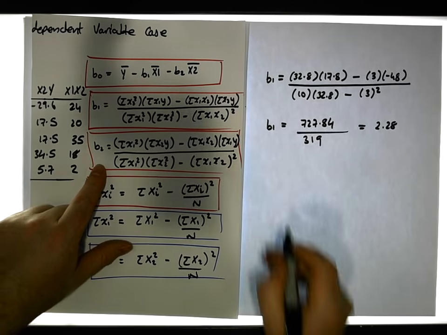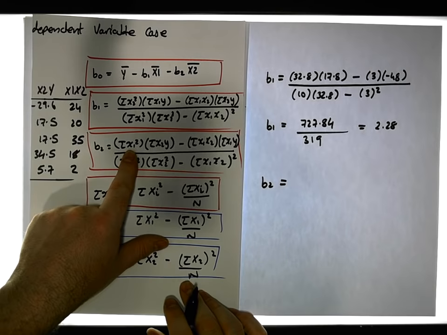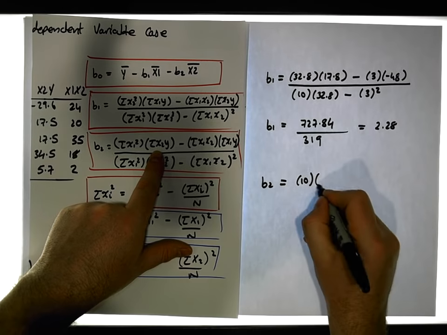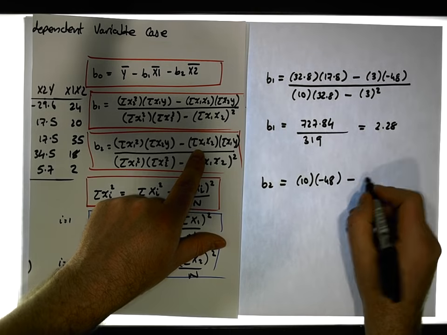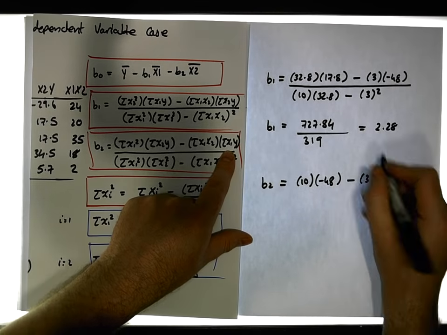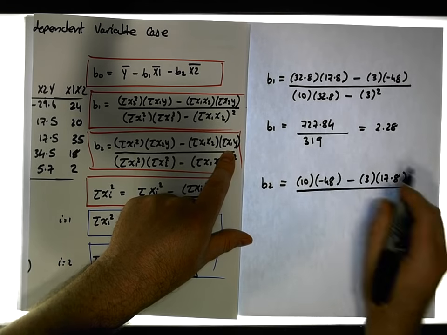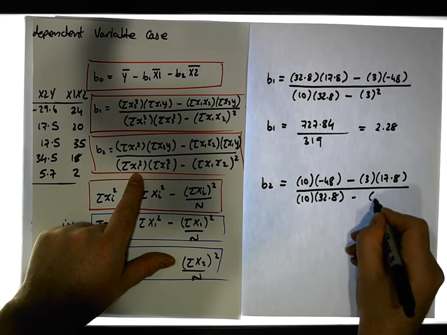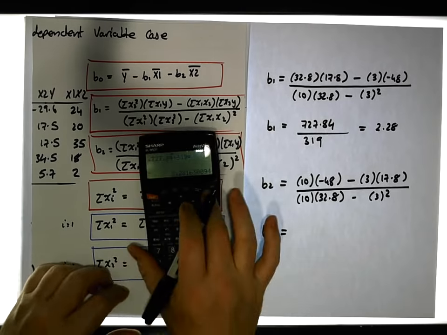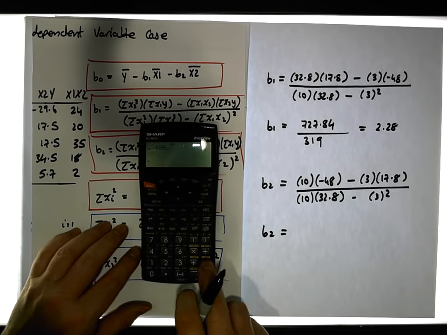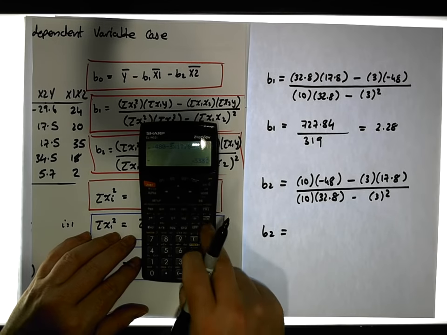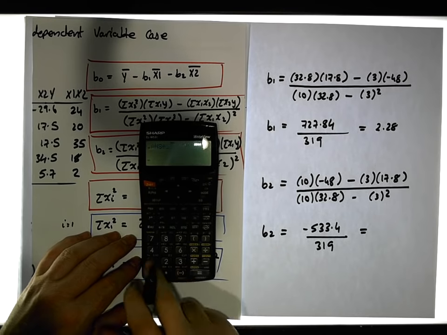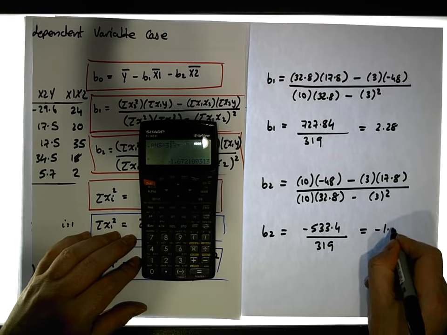Our B2 coefficient is the sum of the x1 squareds, which we've already got in the denominator, they're 10, times the sum of the x2y's, which is minus 48, minus the sum of the x1x2's, which is 3, times the sum of the x1y's, which is 17.8, all divided by this common denominator, which is common across B1 and B2, 10 times 32.8 minus 3 squared. That's minus 480, minus 3 times 17.8 gives minus 543.4, divided by 319, which gives us minus 1.67.